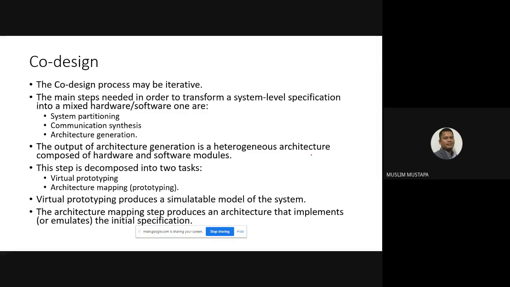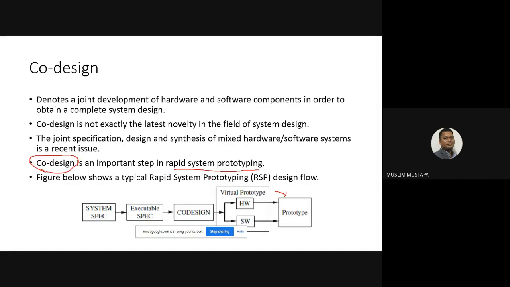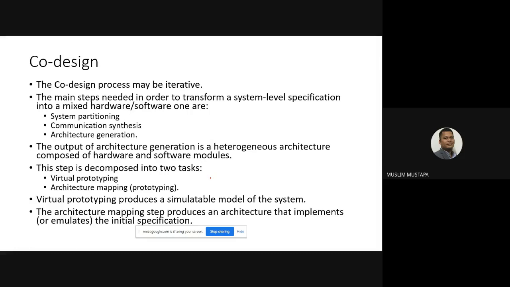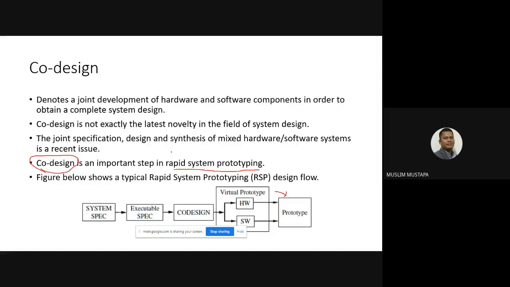So, co-design. This is rapid system prototype. We can see here that the co-design process may be iterative. Iterative means that it's not one way. For example, from system spec to executable spec, normally this can be one way, but it can be two ways.